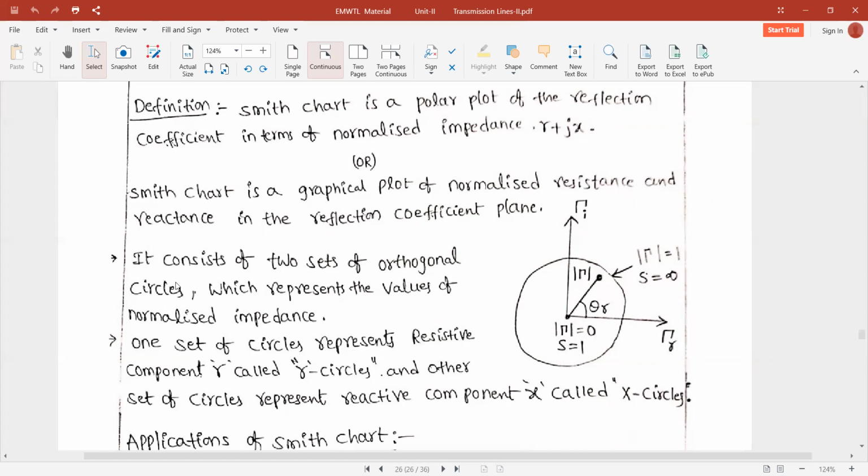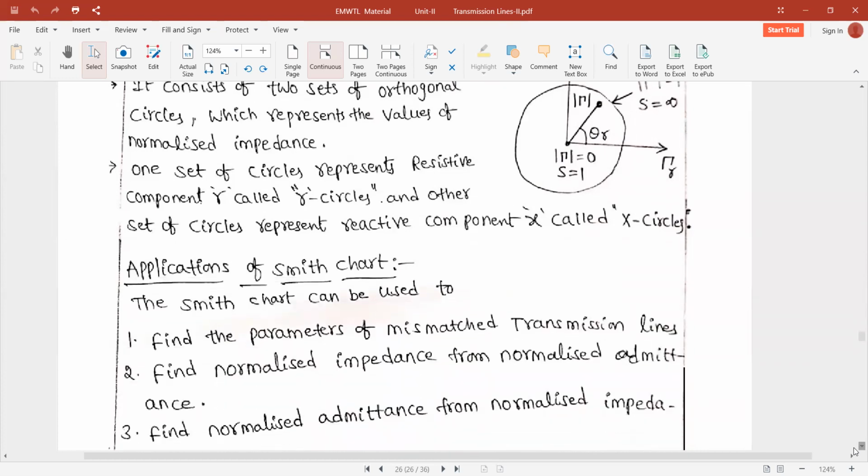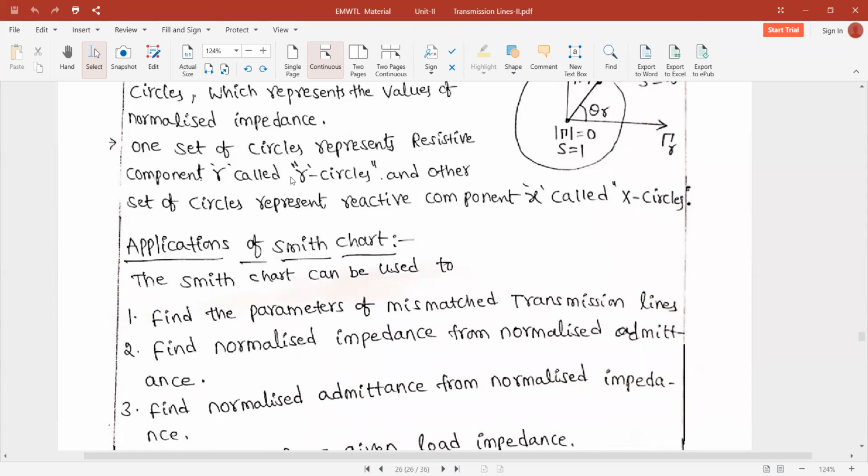It consists of two sets of orthogonal circles which represent the values of normalized impedance. One set of circles represents the resistive component R, called R circles, and the other set represents the reactive component X, called X circles. In this Smith chart we have the X circles and R circles. R circles are the resistive components and X circles are the reactive components.